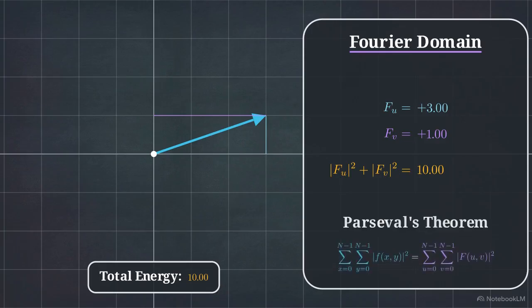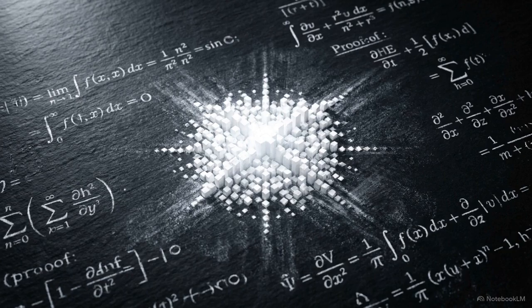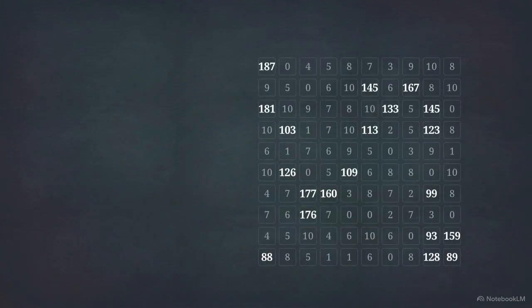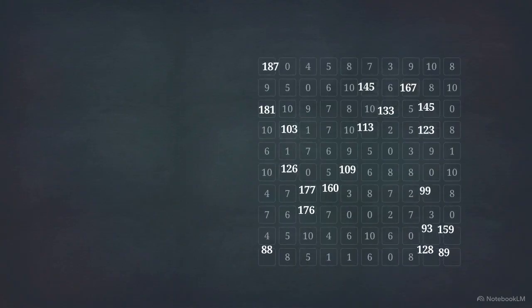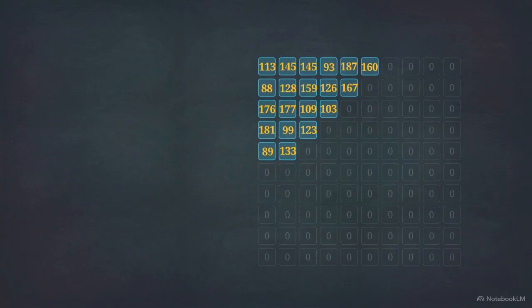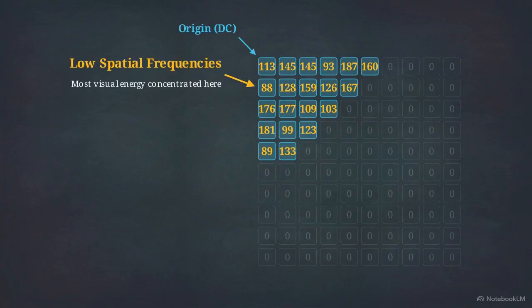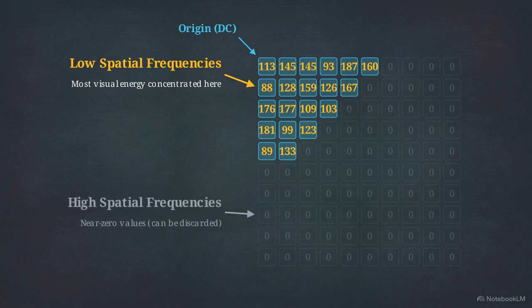Parseval's theorem confirms that during this rotation, the total energy of that vector is perfectly preserved. Spatial energy equals frequency energy. This enables the most valuable engineering feature of the unitary transform, energy compaction. When the spatial image is remapped, the transform packs a massive fraction of the visual energy into relatively few coefficients clustered close to the origin. The relevant image data is concentrated entirely into the low spatial frequencies.